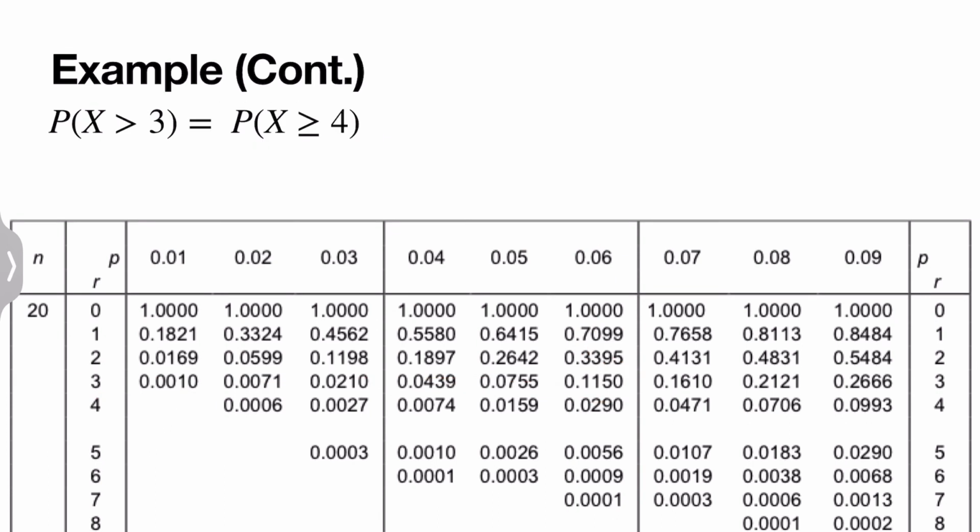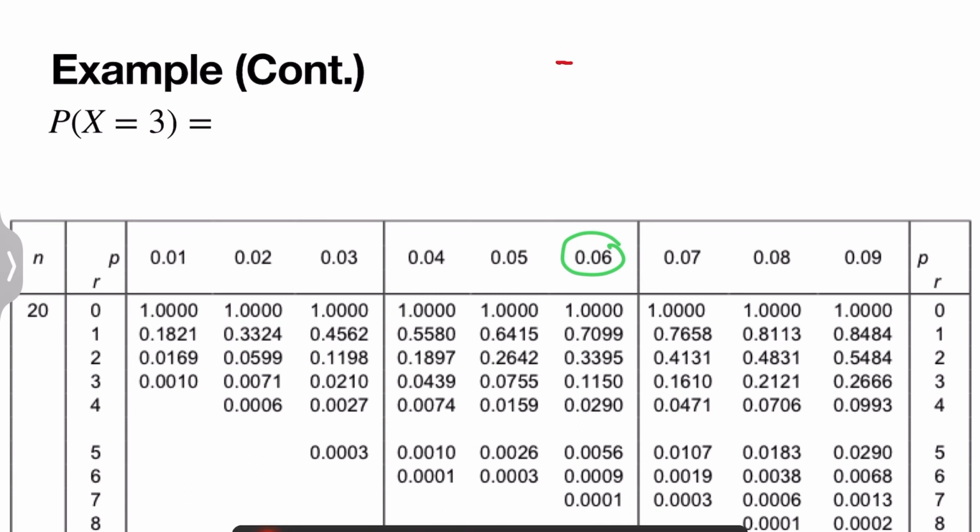X greater than 3. So lepas 3 apa? 4. Okay, 0.0290. X equals to. Can table read that? Okay, sikit. Start dengan apa? 0, 1, 2, 3 sampai berapa? 20. Kita nak apa? 3 je. Kita akan ambil sini.